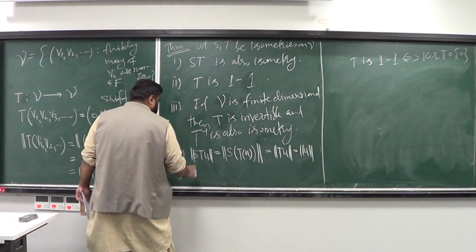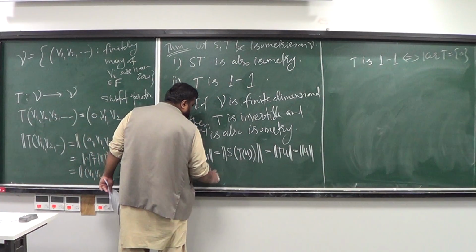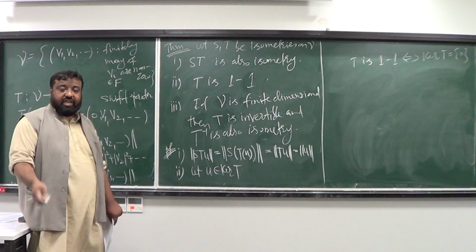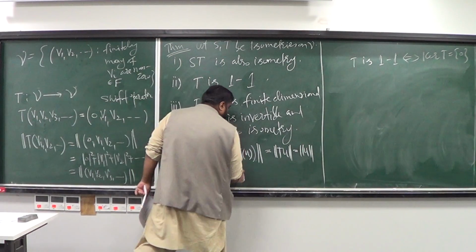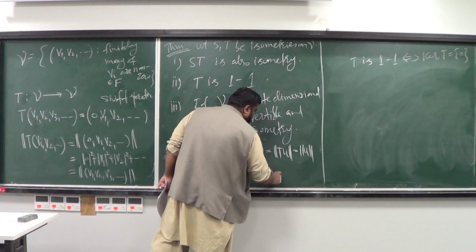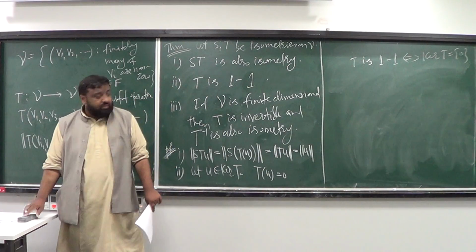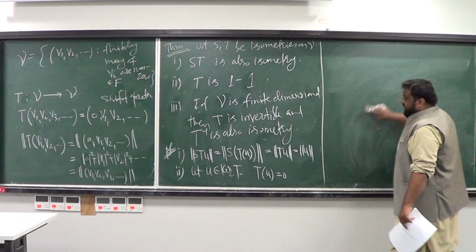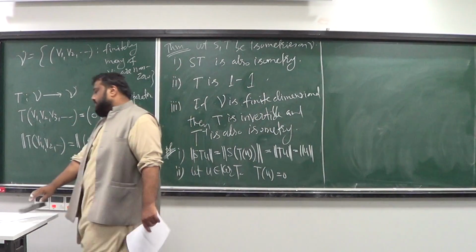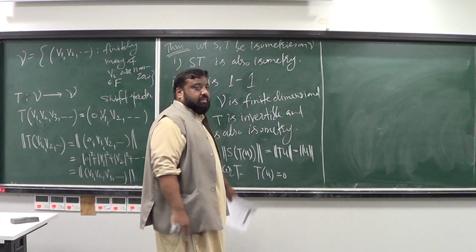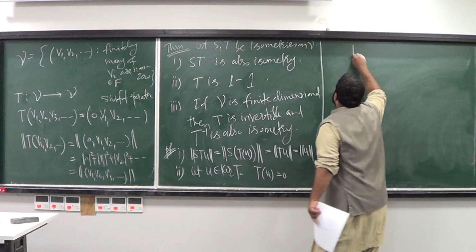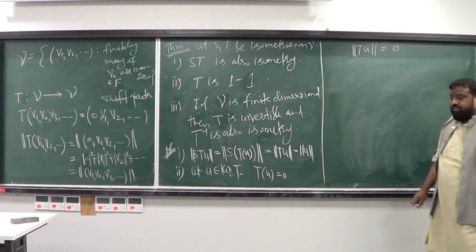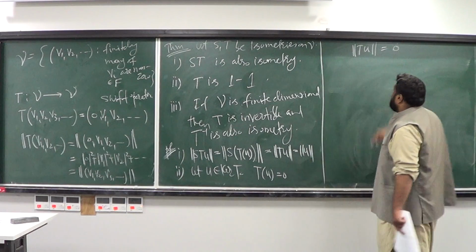So let's take U from the kernel of the transformation T, the isometry. Then we know that T of U is 0. I need to show that this U should also be 0. Why should it be 0? Think about it. If T of U is 0, that means the magnitude of T of U is equal to the number 0. So this is the 0 vector, and this is the number 0.